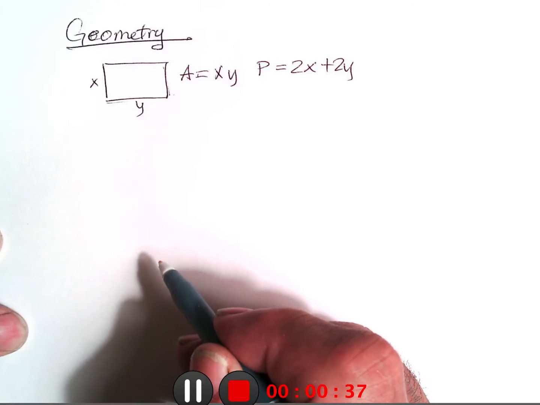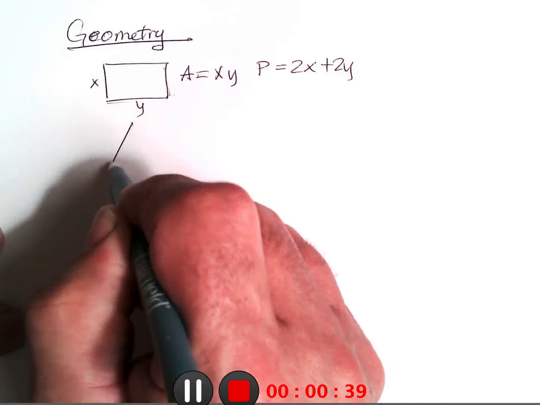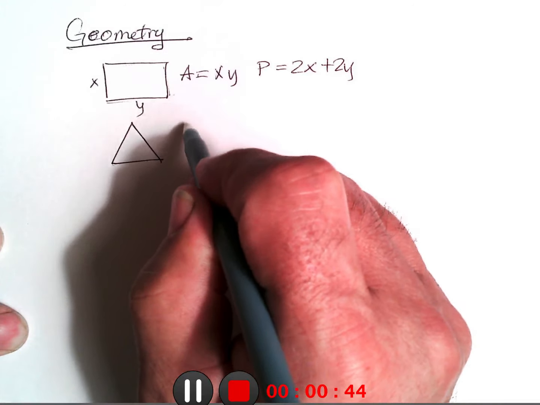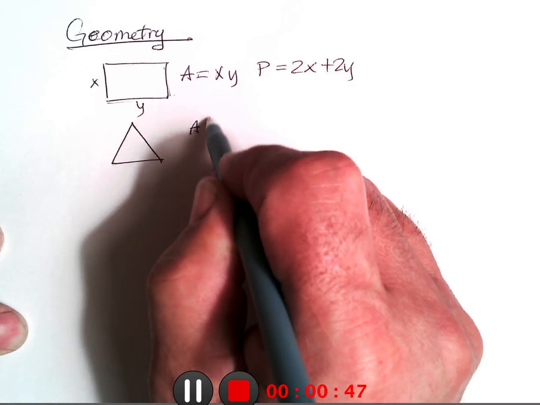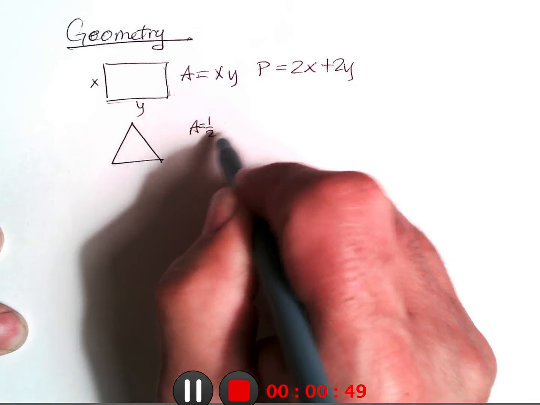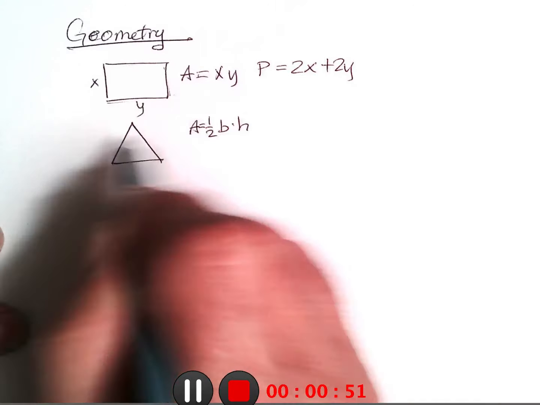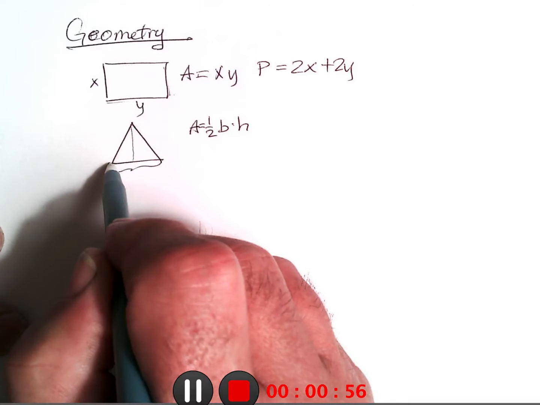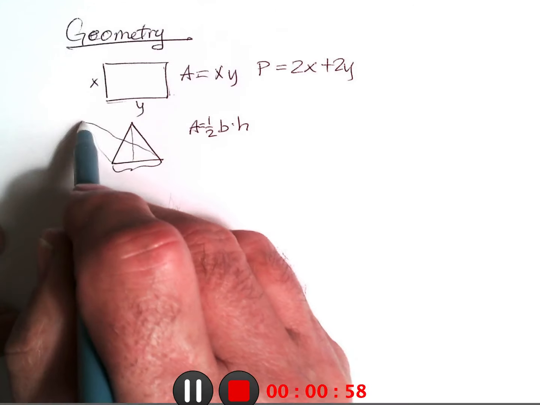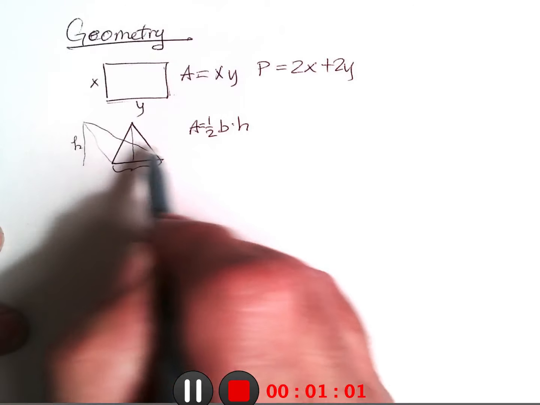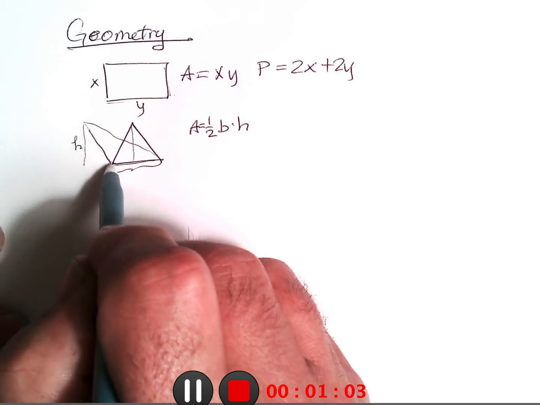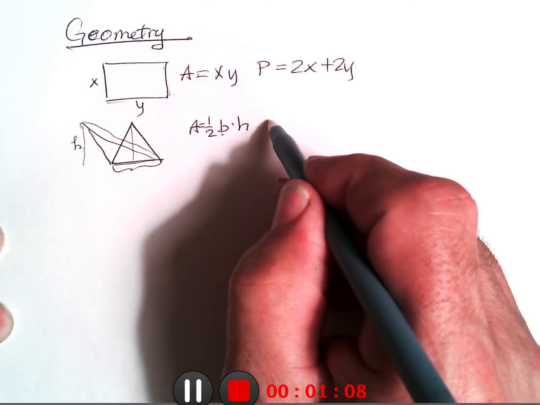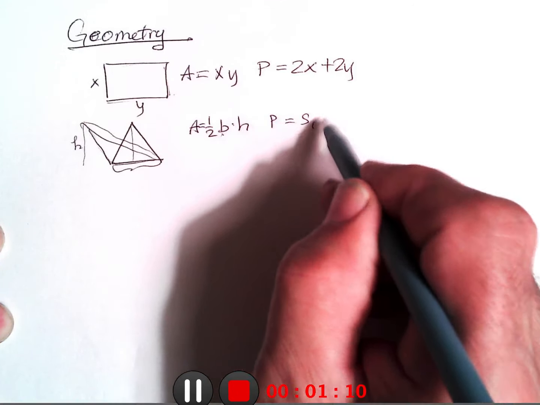Next up, triangles. On a triangle, the area is 1/2 base times the height. And the height is straight up and down, and the base is here. And that's true even if the triangle is off to a side. This would be the height, and this would still be the base if the triangle goes to there. And the perimeter is just the sum of the sides. Side 1 plus side 2 plus side 3.